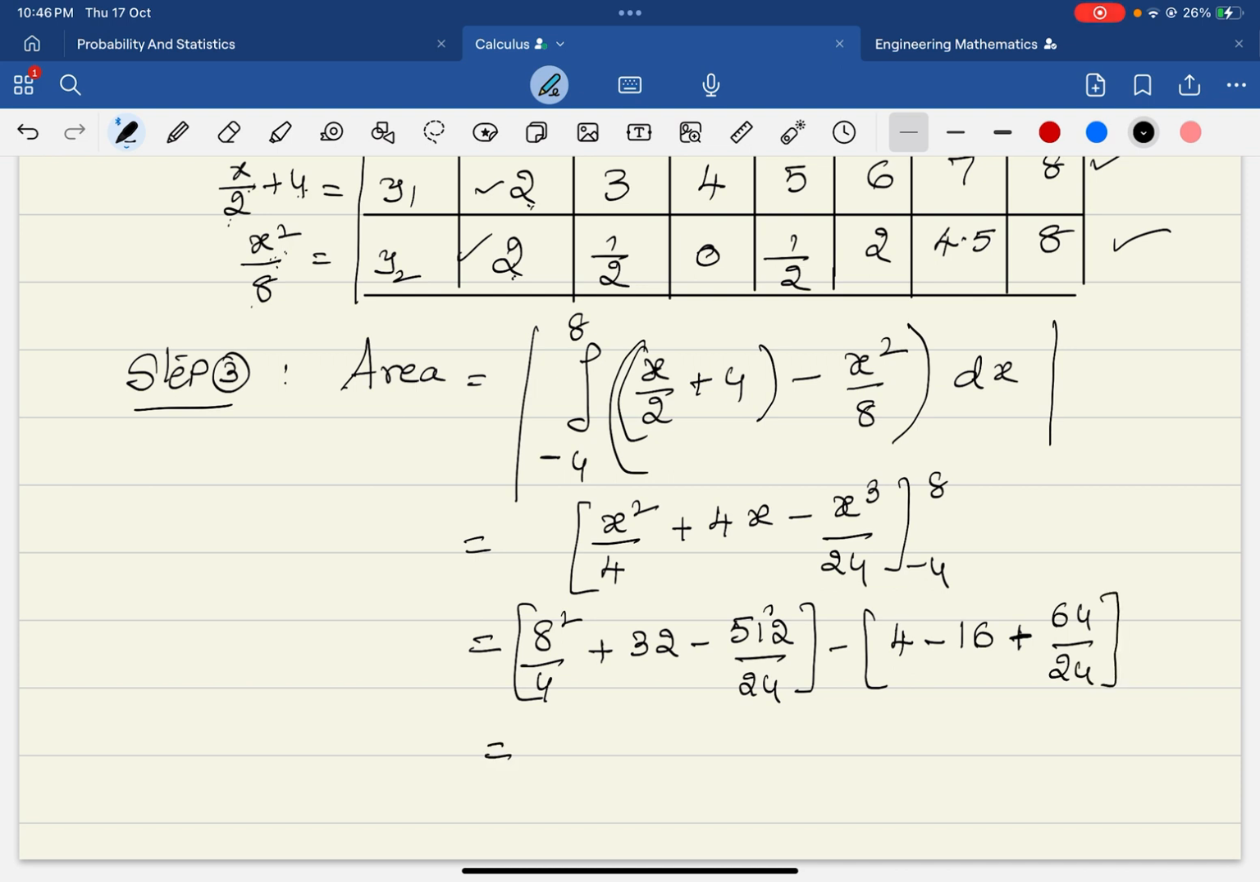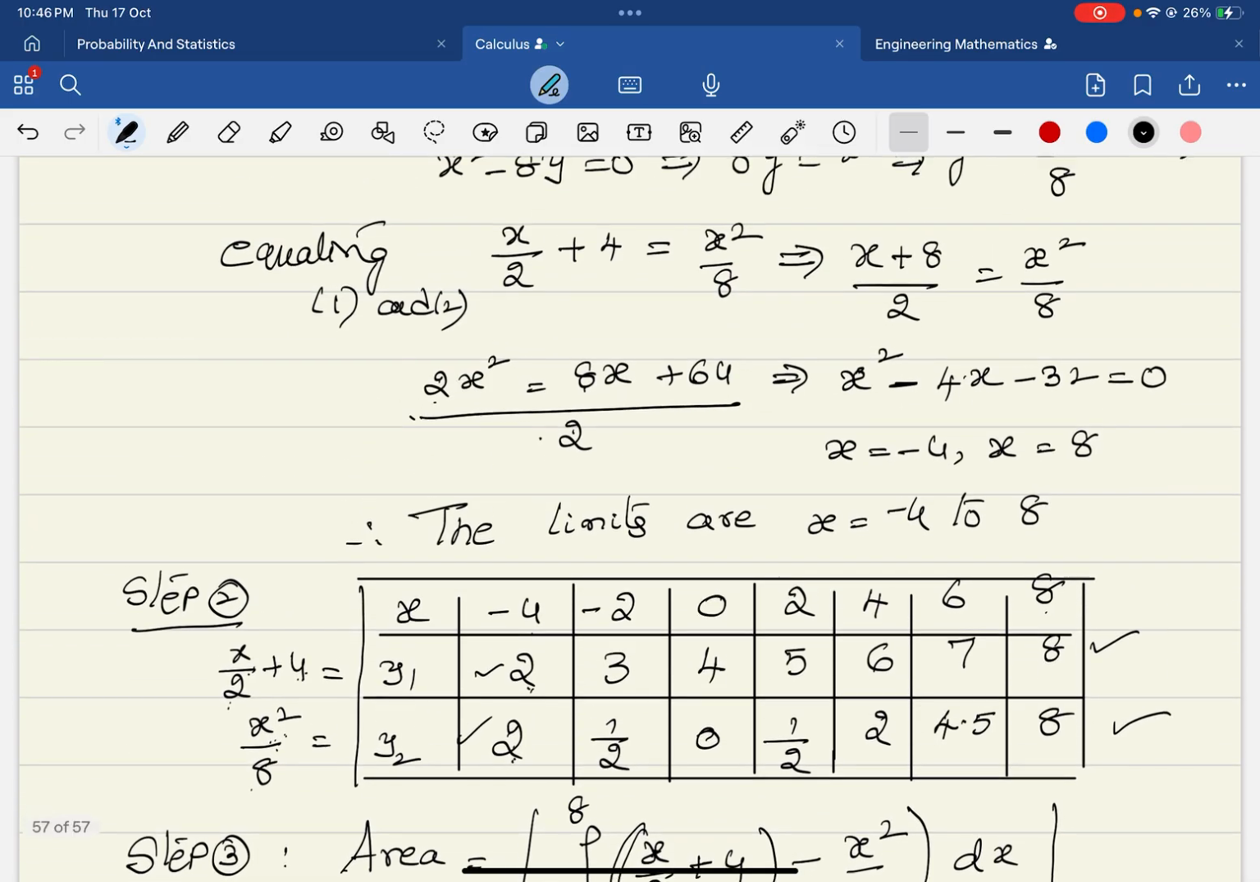So once you do all this, now 8 square means we write it here as 64 over 4, and you can do the calculation here. So when you do all the calculations, it gives you 36 square units. So this is the answer.